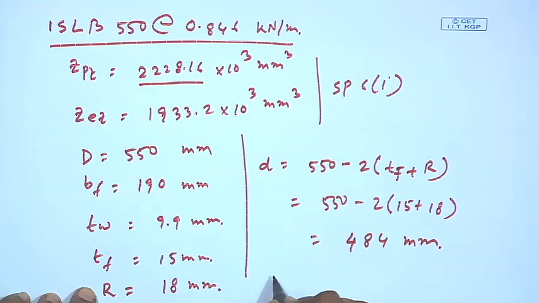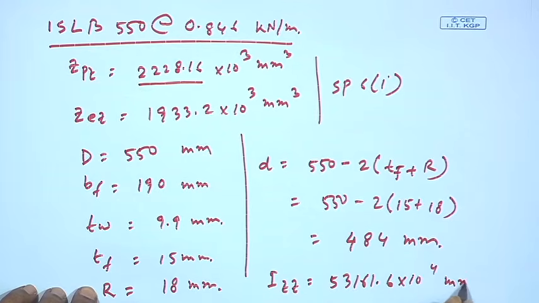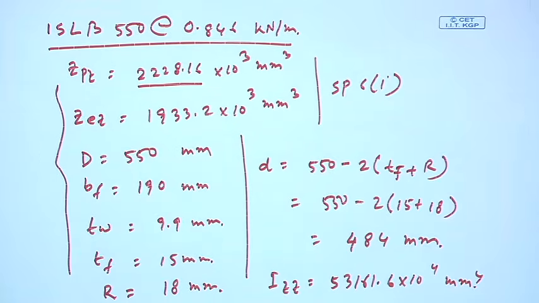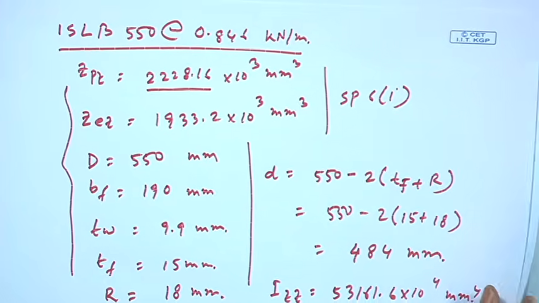and also Izz value we can find from the SP6, that is 53161.6 into 10 to the 4 millimeter to the 4. So, these are the data which will be required to calculate the design bending strength and other details, right. Also, I have to find out what is the section here, whether it is plastic, compact or semi compact.